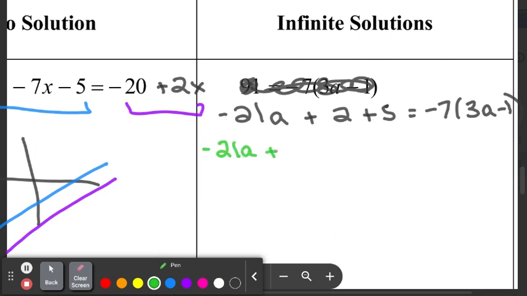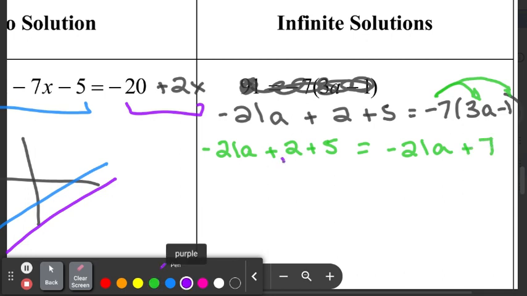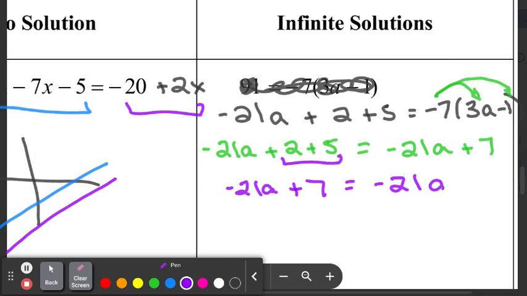Negative 21a plus 2 plus 5. Distribute negative 7, negative 21a, and negative 7 times negative 1 is a positive 7. Then over here, I can combine like terms. So I have negative 21a plus 7, negative 21a. So you might notice both sides of the equation are identical. That's also a way you can tell there's infinite solutions. But let's pretend we don't notice.